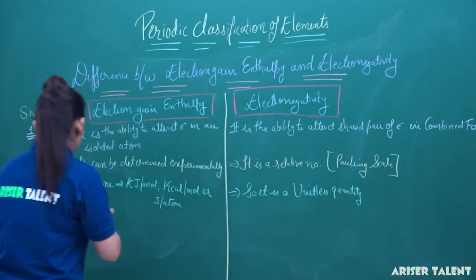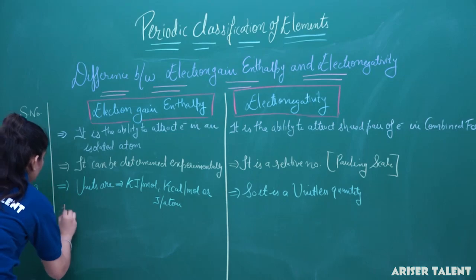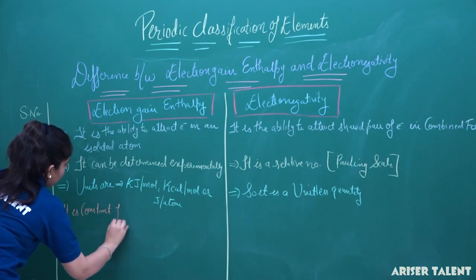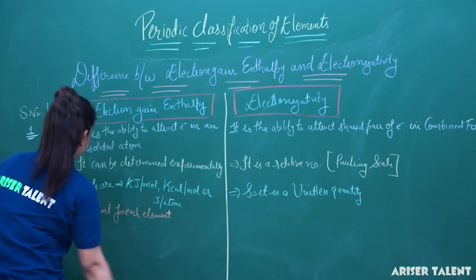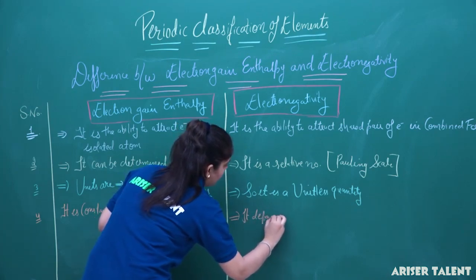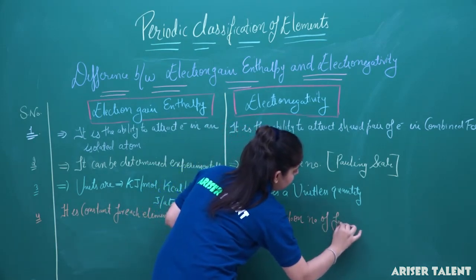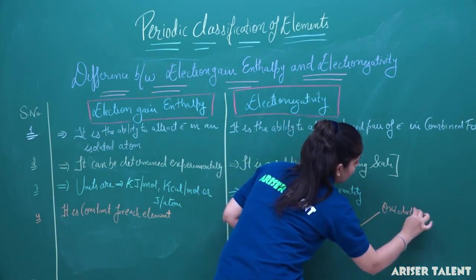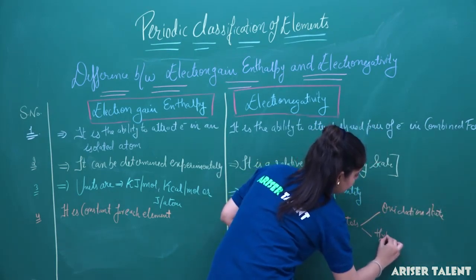So let us move to the next difference, that is, it is constant for each element, and this depends upon a number of factors, and these factors are either oxidation state or it may be its hybridization state.